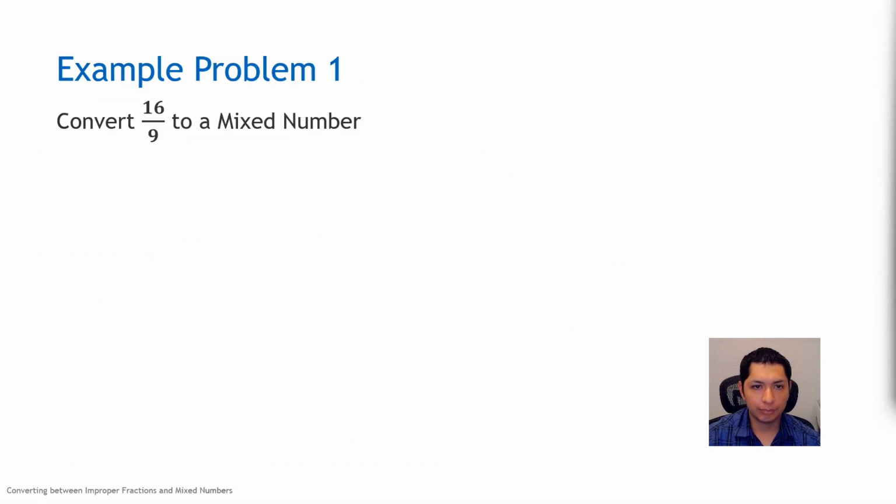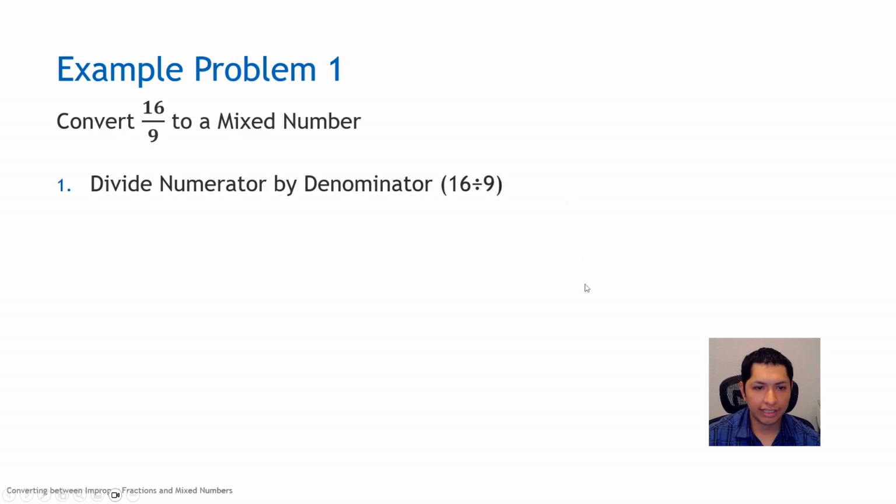So let's look at an example problem. Let's convert 16/9 to a mixed number. So we follow the steps of converting to a mixed number, and that is you first divide the numerator by the denominator, which means that it is 16 divided by 9. You'll see that 16 divided by 9 is a whole number 1 with the remainder of 7. And again, follow the color coding.